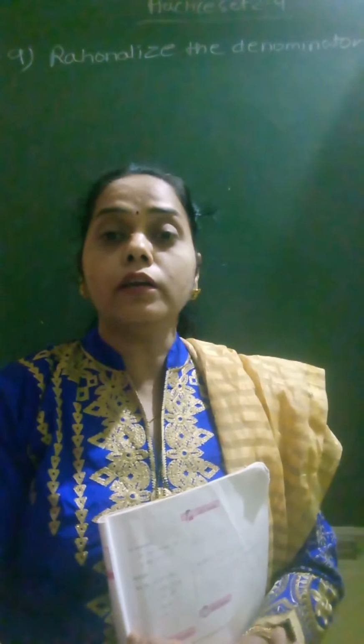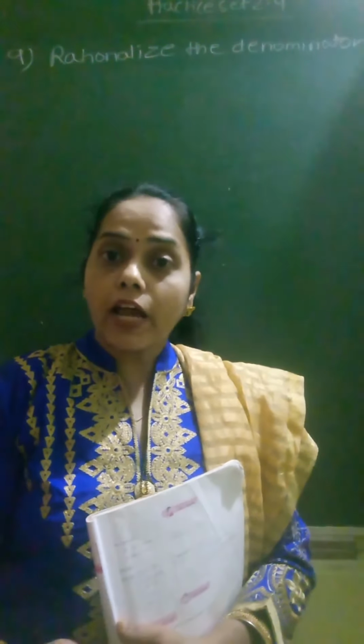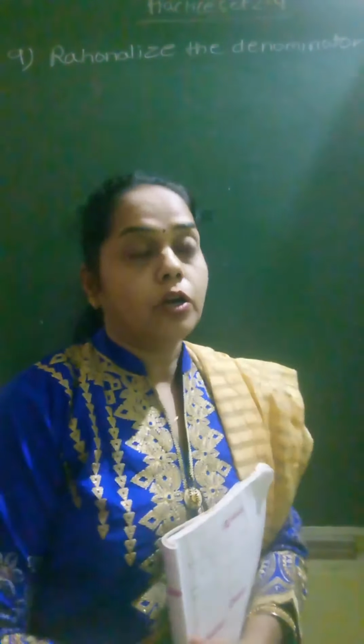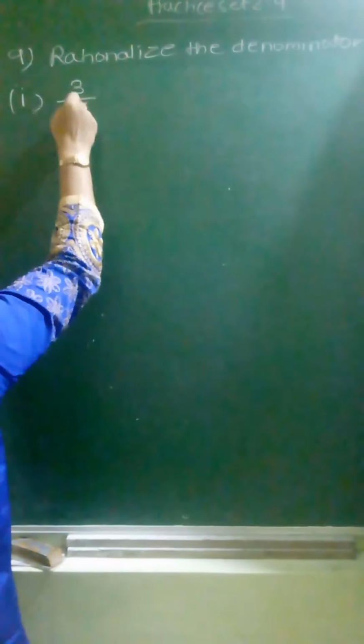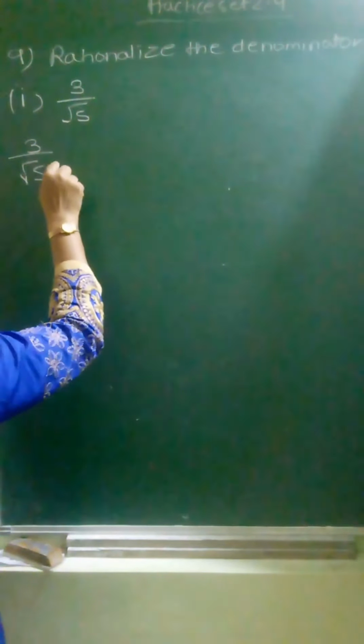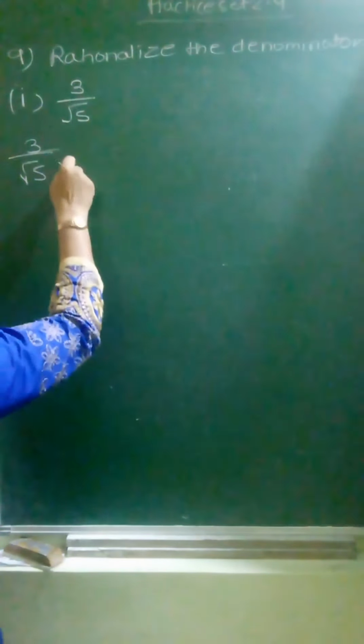So how to convert these surds, which are irrational numbers, into rational ones, that we are going to learn in this question. Let us take for example the very first sub-question of question number 9, which is 3 upon square root of 5. In order to rationalize the square root of 5, if we multiply it by square root of 5 only, then we will be getting 5.